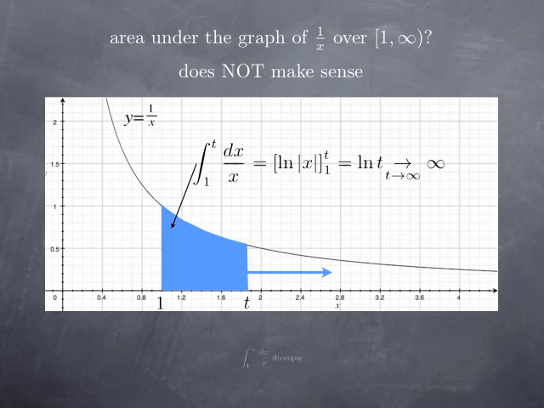So in this case, we're still going to denote symbolically the integral from 1 to infinity of dx over x for the limit of the integrals from 1 to t of dx over x as t goes to infinity, but we're going to call that divergent because this limit is not a finite number.